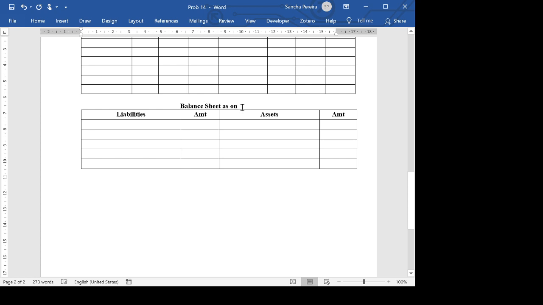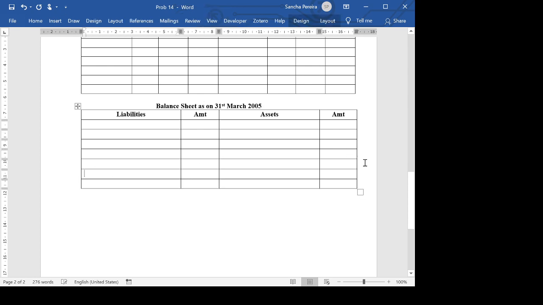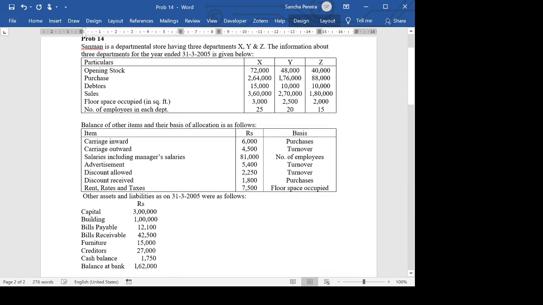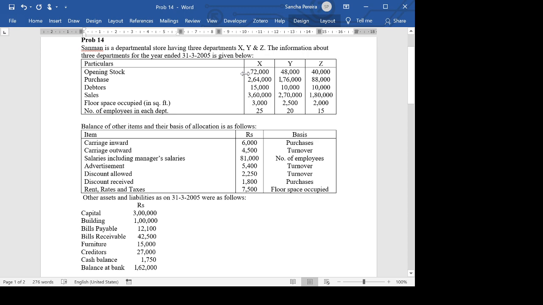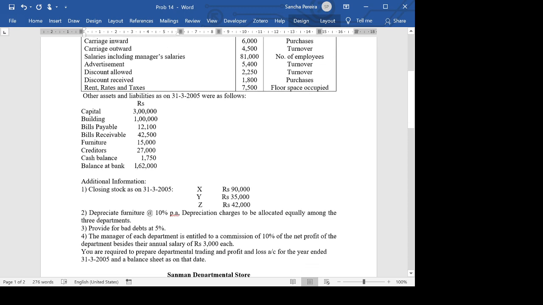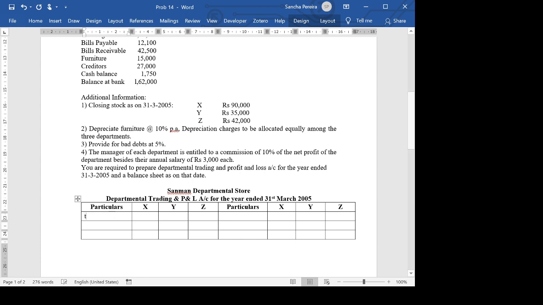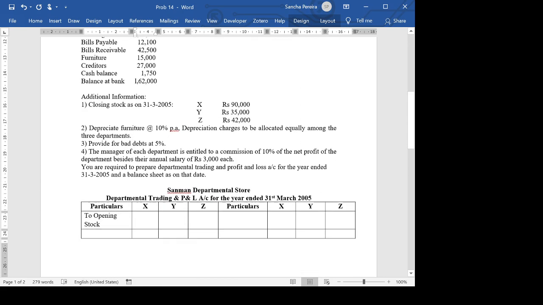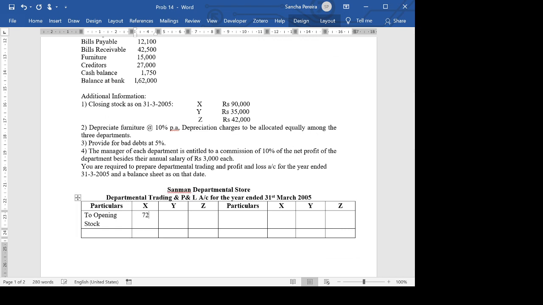And balance sheet as on 31st March 2005. Let's start transferring the items. You have the opening stock 72,000, 48,000, and 40,000. To opening stock: 72,000, 48,000, and 40,000.